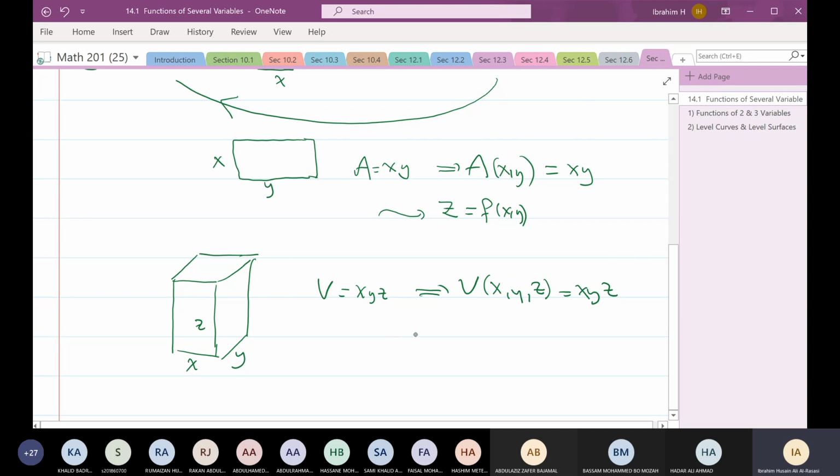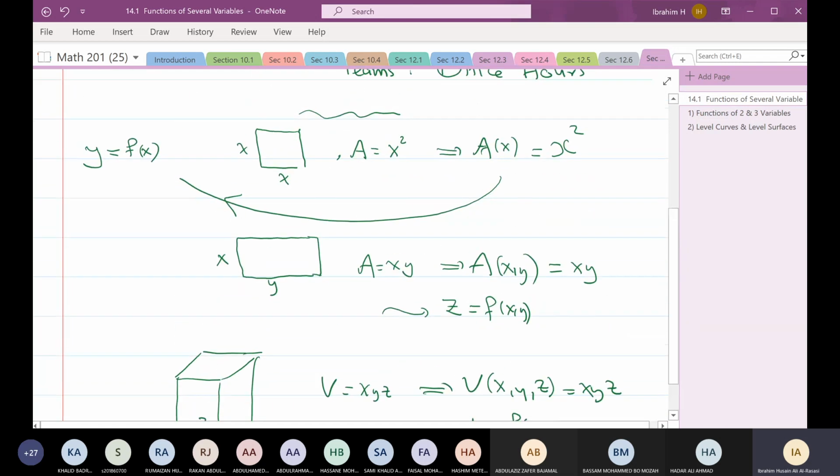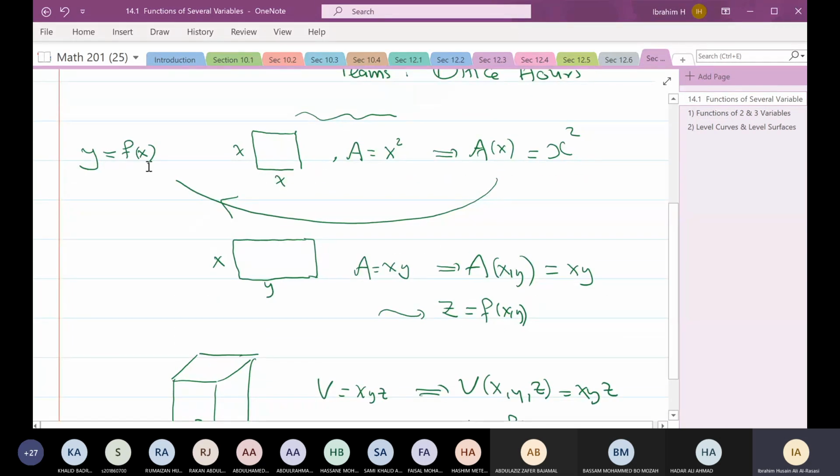We generalize it in mathematics. We write it as f of x, y, z, and give it a name w, where the value of w depends on the values of x, y, z, three variables. Or we say w is a function of three variables. So here we say w is a function of three variables. Here we say z is a function of two variables. In orientation, we say y is a function of one variable.